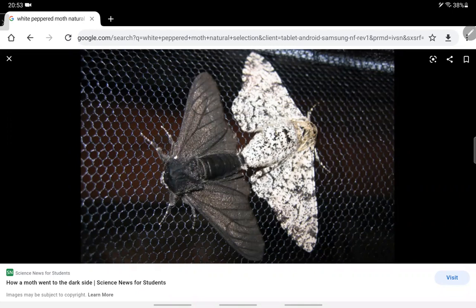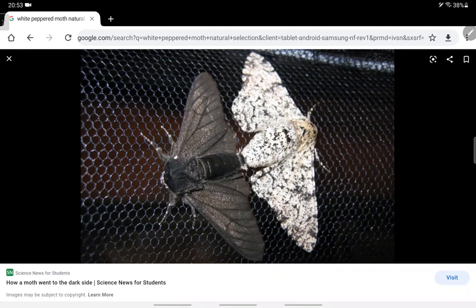Okay, so they're called white pepper moth and also black pepper moth. So last time, before the Industrial Revolution, there was actually more white color moth than black color moth. There are different types of moth, and this species had two different colors. Okay, so we have the black one and the white one, but we have more of the white one than the black one. Okay, so I'll explain to you why.